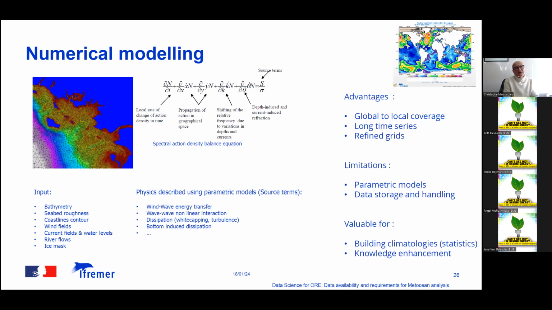So there are many advantages in using numerical modeling. It provides global to local coverage. That means that we can start from global, but we can downscale to reduced areas, like the size of a farm, for instance. So we can refine the grids almost as we want. We can produce long time series of data, and that is really important for building climatologies and building statistics.